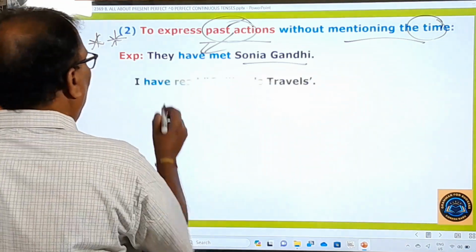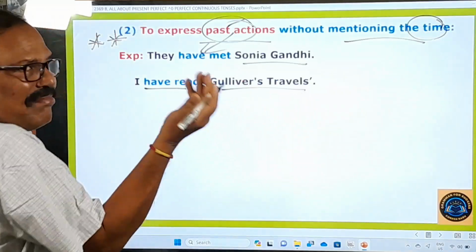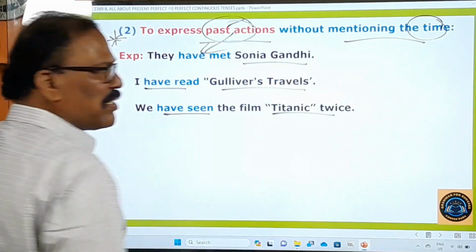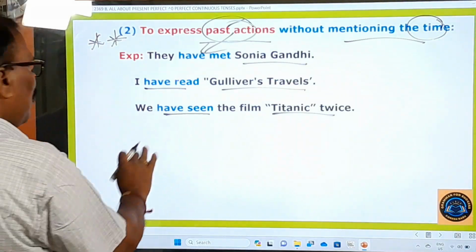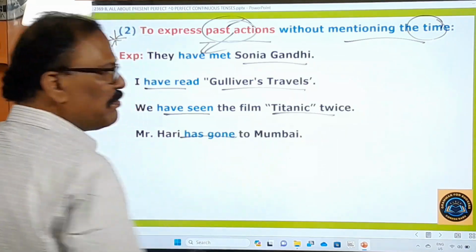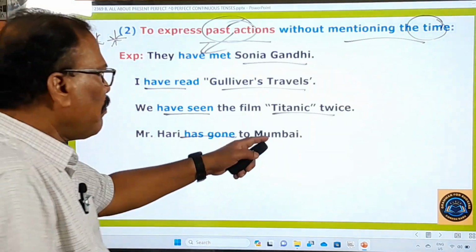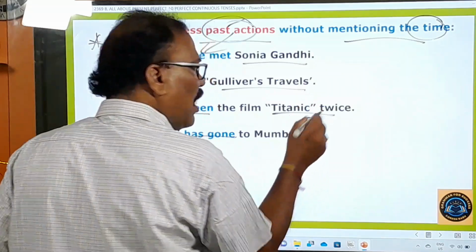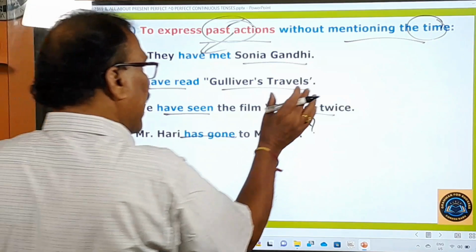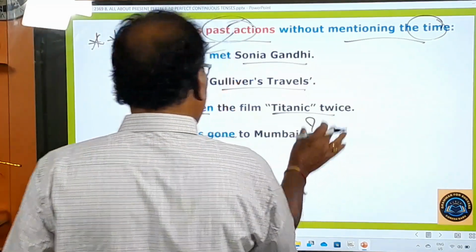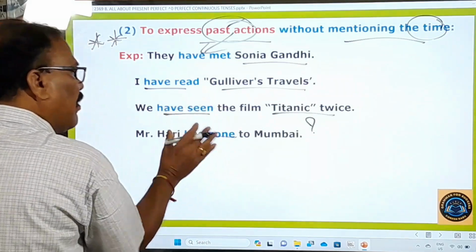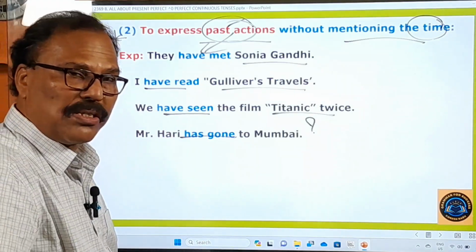Right. I have read Gulliver's Travels. When? I have read that. And we have seen the film Titanic twice. When? We have seen. Okay, present perfect tense. And then comes Hari. Mr. Hari has gone to Mumbai. He has gone to Mumbai. When? It is not mentioned. Last week, last Sunday, last Friday, last month, last year. That time-indicating word is not used here. And as long as that is not used, the past action can be expressed in the present perfect only.